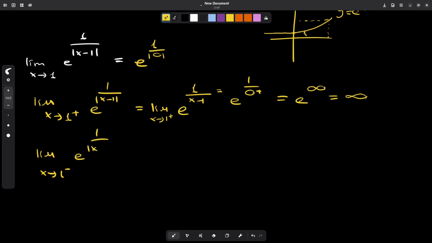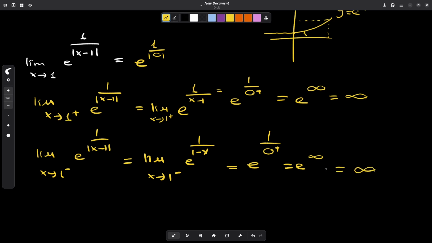And if I check the limit from the left side, e to the 1 over the absolute value of x - 1. Now, this is lesser than 1. Therefore, e to the 1 over 1 - x, from the left side. Therefore, this is going to give me e to the 1 over 0 from the right side. Therefore, e to the infinity again, which is going to be infinity. Therefore, this limit is infinity.